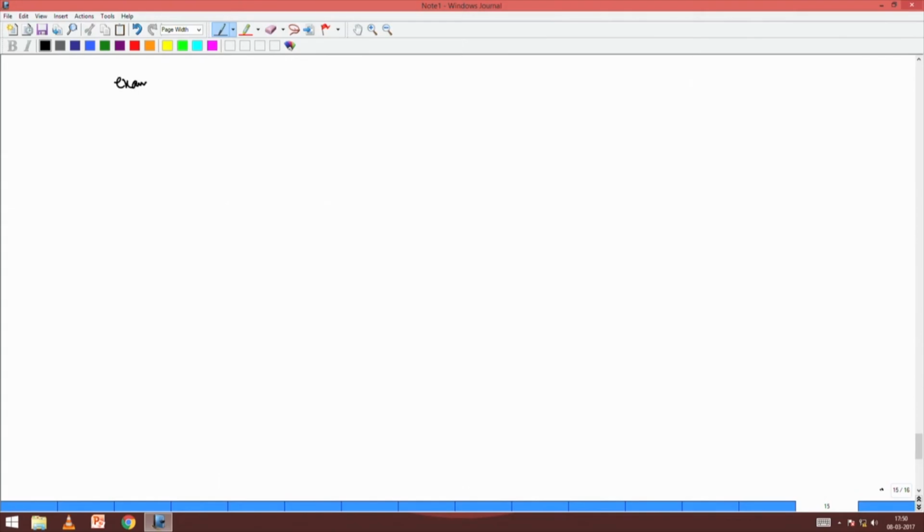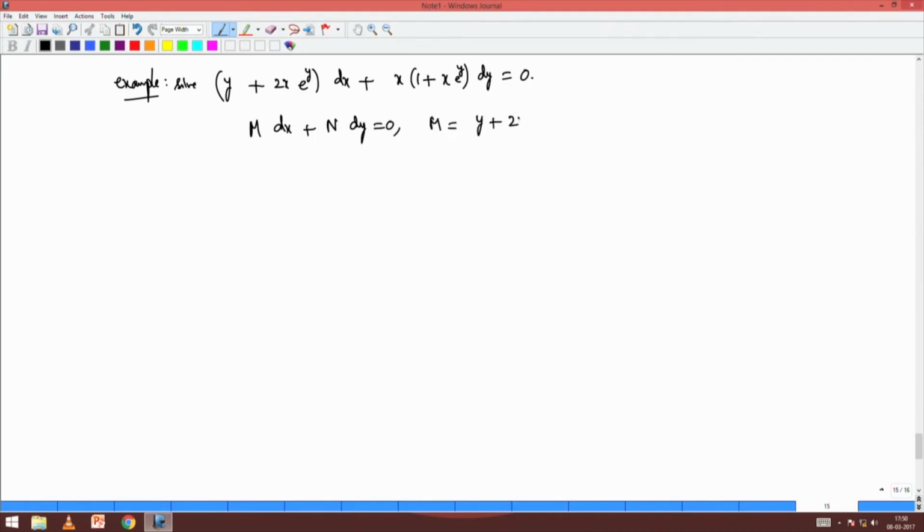So, example: take (y + 2x e^y) dx + x(1 + x e^y) dy = 0. How do we solve this equation? Solve this differential equation. It is in the form of M dx + N dy = 0, where M is y + 2x e^y, and N is x(1 + x e^y).